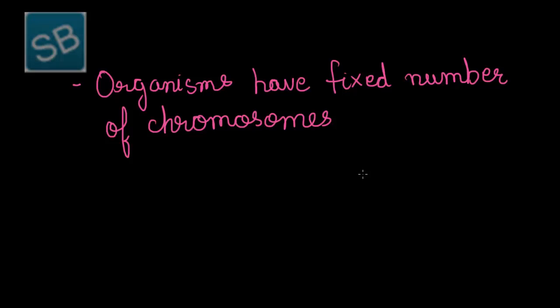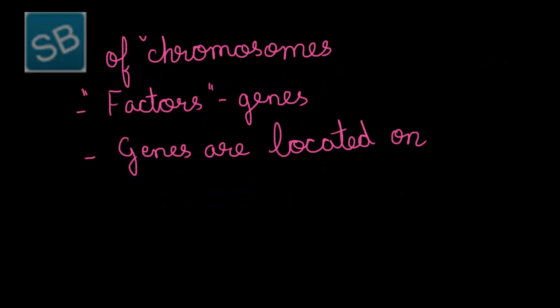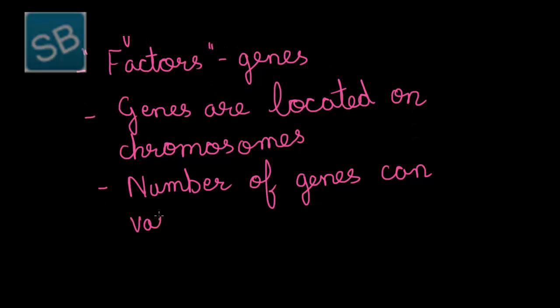But Mendel's factors are not considered exactly as chromosomes, because according to Mendel, the factors are genes. And according to the modern concept, it is the genes that are located on chromosomes. Moreover, although chromosomes as well as genes occur in pairs, the number of genes can vary on a chromosome, unlike chromosomes, which always occur in a fixed number.